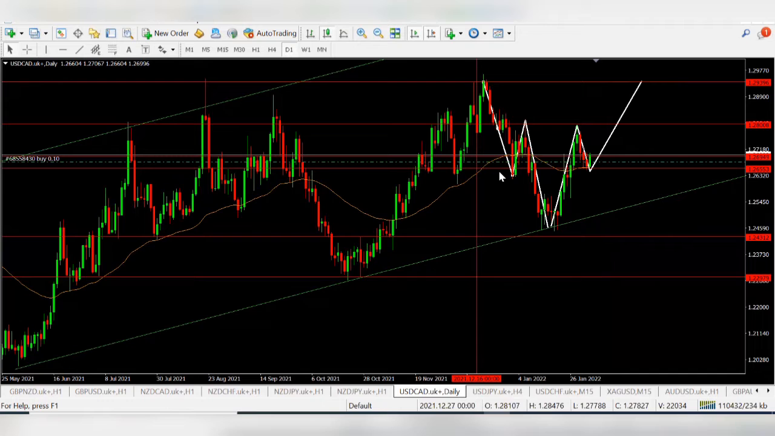But of course, I didn't take my entry signal on the daily chart. So we go to the lower time frames and you see why I took this trade last night.